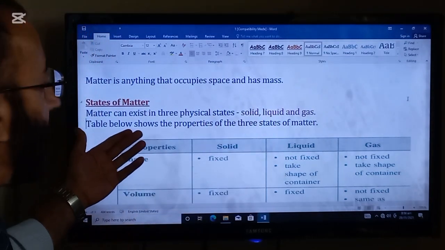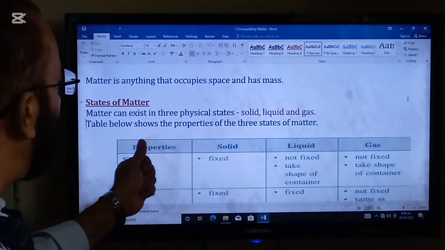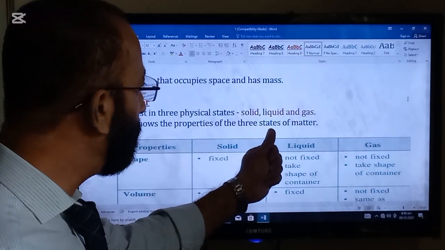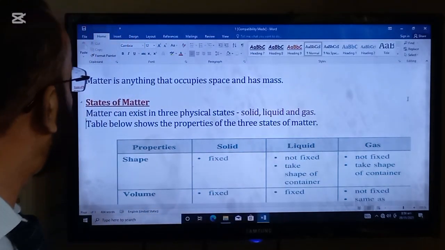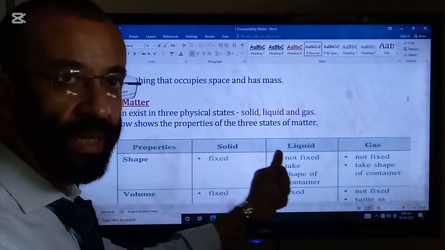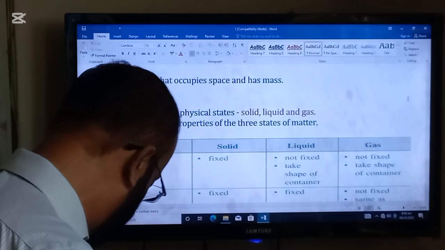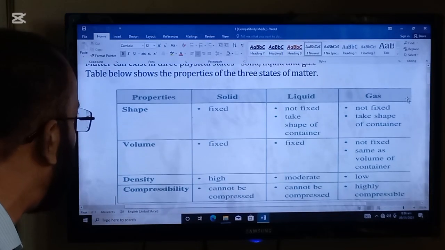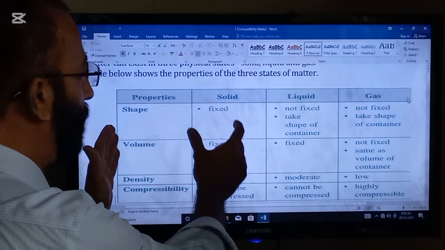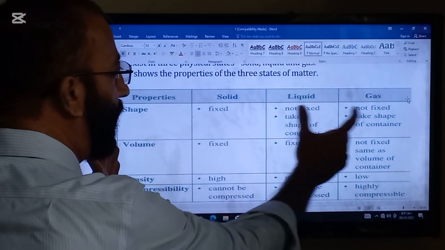Now we are going to read the states of the matter. Matter can exist in three physical states: solid, liquid, and gas. Table below shows the properties of the three states of matter. And this is a very important question as far as papers are concerned. This normally comes in the paper. So here are the properties, and one by one we will discuss that property in solid, liquid, and gas.